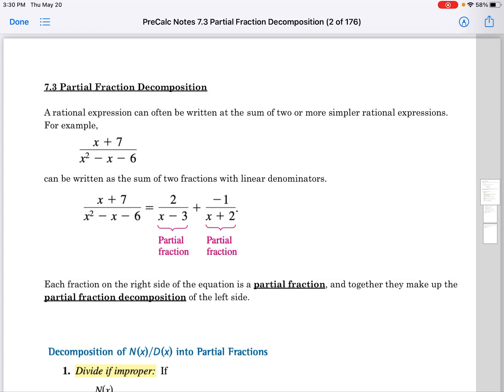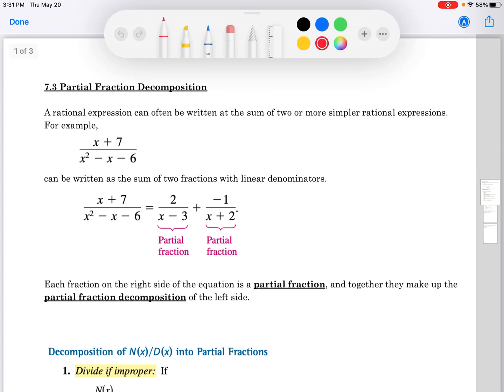7.3, partial fraction decomposition. A rational expression can often be written as the sum of two or more simpler rational expressions. For example, x plus 7 over x squared minus x minus 6 can be written as the sum of two fractions with linear denominators. We can write this as 2 over x minus 3 plus negative 1 over x plus 2. And if you aren't sure about that, we could get a common denominator and figure this out.